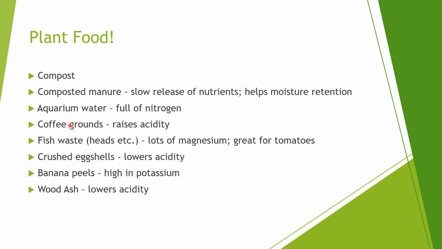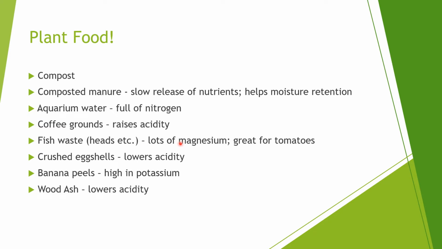Coffee grounds, these raise acidity. So if you have low acidity in your garden, coffee grounds are a great way to add that back. And also wood ash, crushed eggshells, those will lower acidity. So if you have very high acidity, you're going to want to add some crushed eggshells or some wood ash.